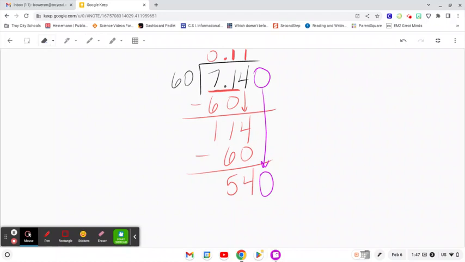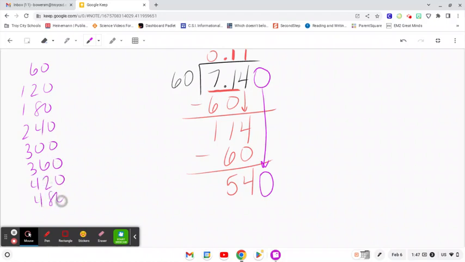Now, because Mrs. Bowers knows her multiples of 6, I can figure out my multiples of 60. So I have 60, 120, 180, 240, 300, 360, 420, 480, 540. How many groups of 60 can I make with 540?